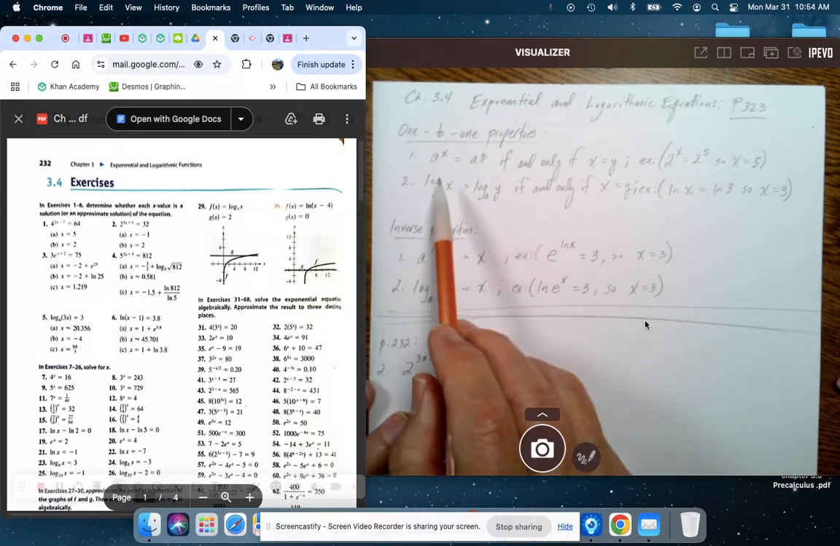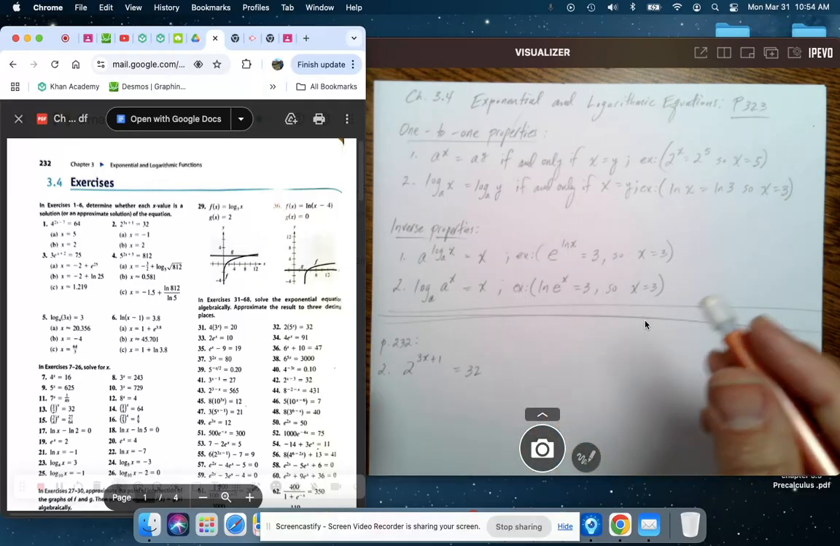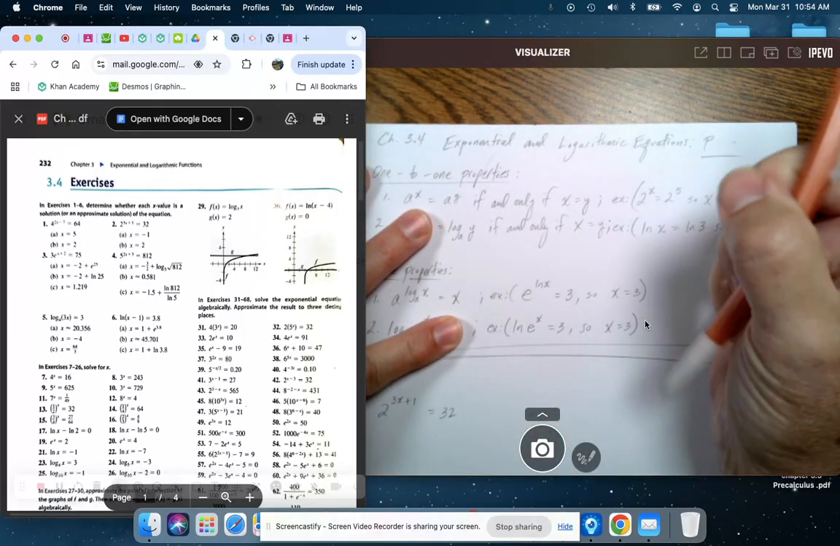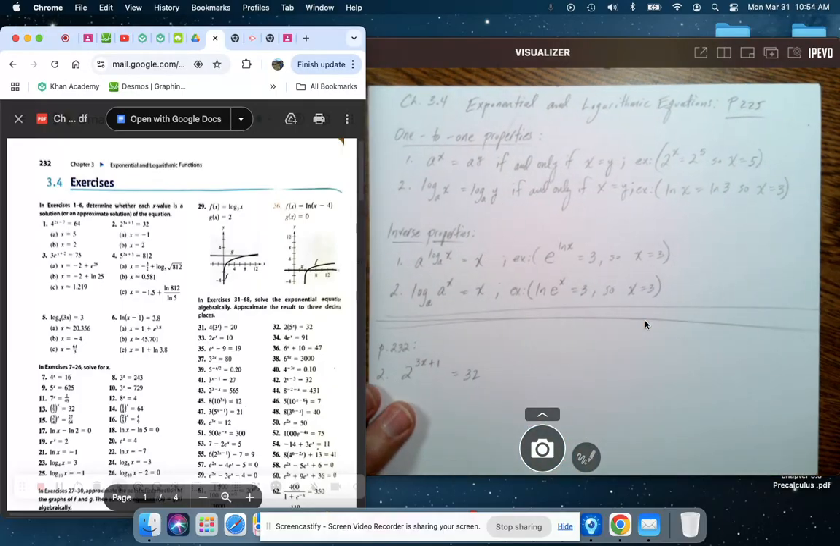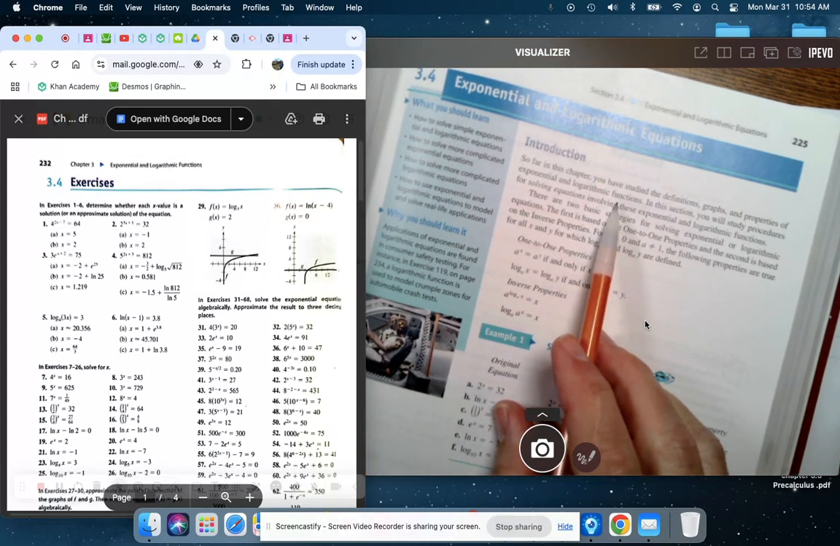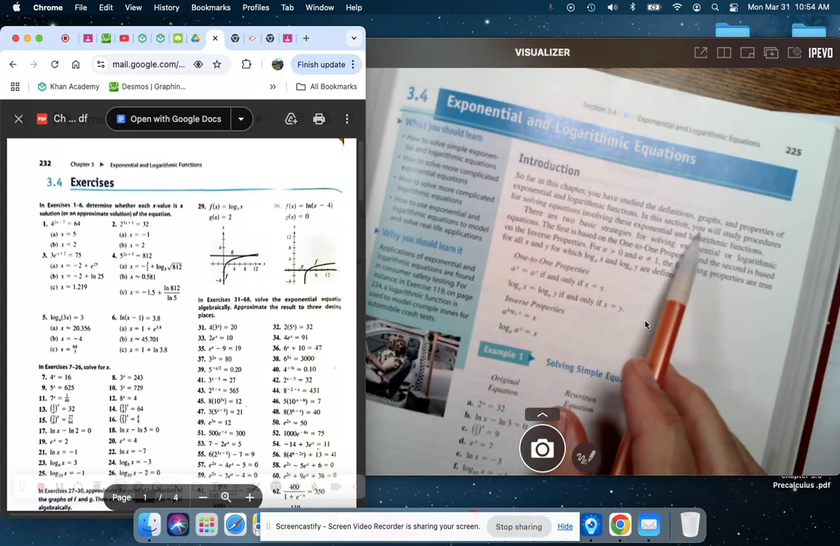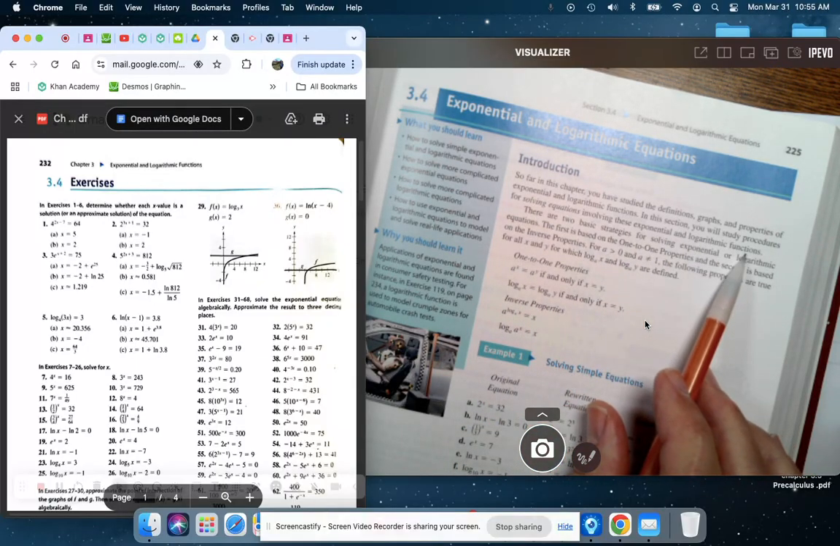Basically, when you solve exponential expressions, according to the textbook, it says on page, no, I got that wrong. That is page 225. All right, so it says, so far in this chapter, you have studied the definitions, graphs, and properties of exponential and logarithmic functions. In this section, you will study procedures for solving equations involving these exponential and logarithmic functions.